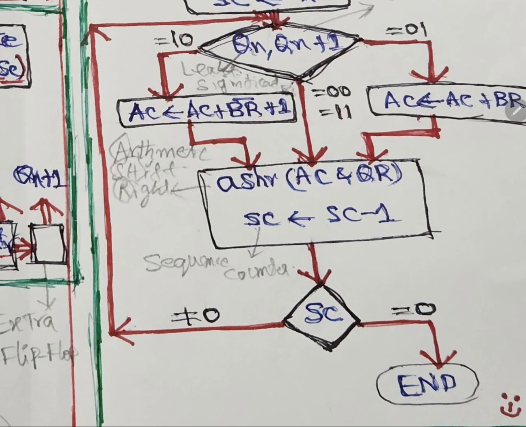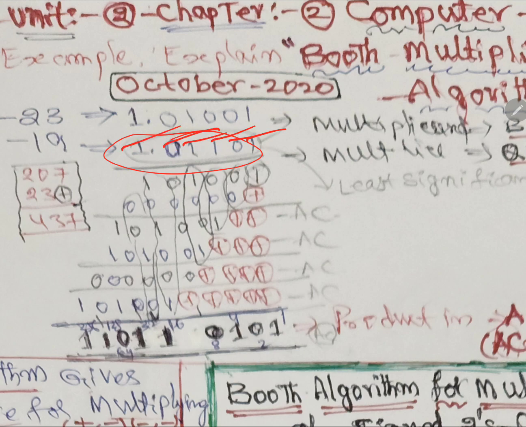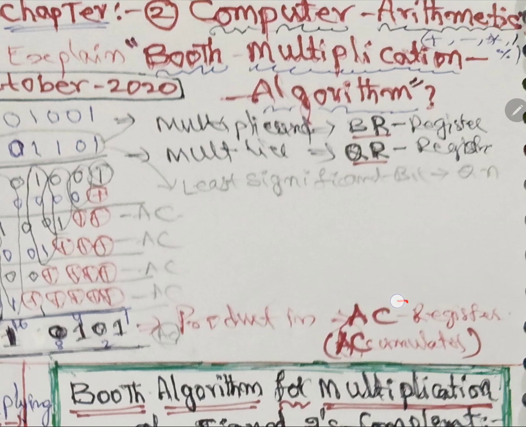Right. Finally, the sequence counter check is also a decision, right? Diamond shape, decision, if condition. When the sequence counter is equal to 0, it means all values in the multiplier are over. All values here are over: 1, 2, 3, 4, 5, 6 values are over. Then we are here and we got the final product. That will be in the accumulator. Very simple, right? The final product is in the accumulator register.